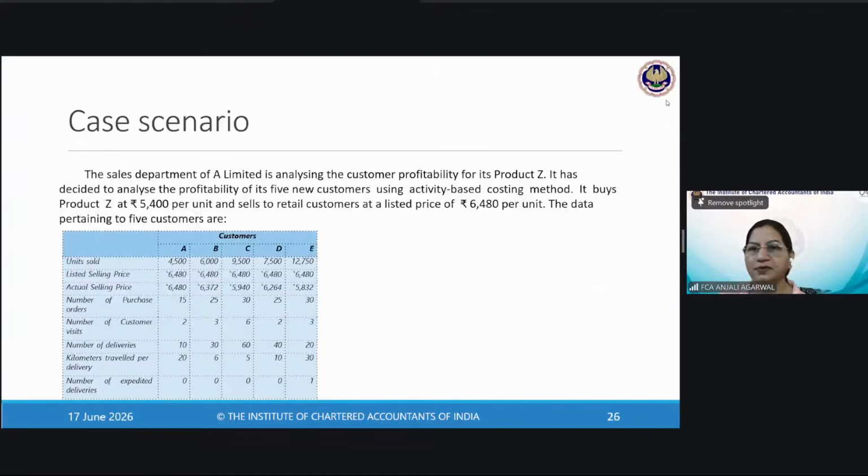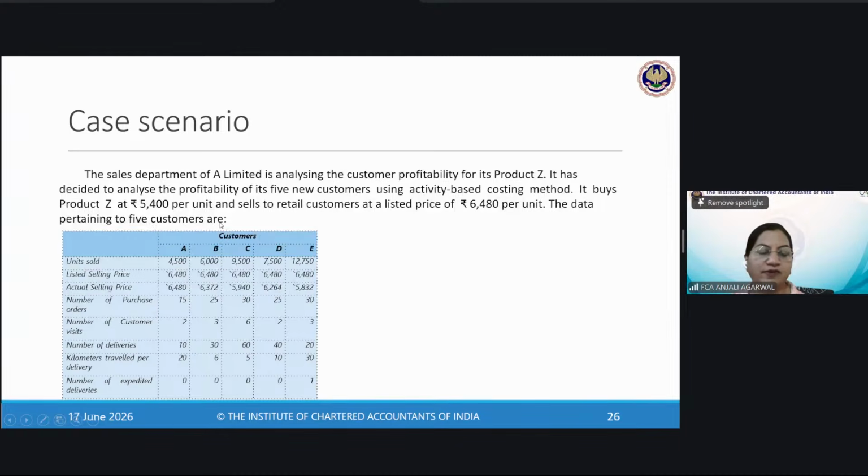Let's do a case scenario here, a simple case study. The sales department of A Limited is analyzing the customer's profitability for its product Z, and it has decided to analyze the profitability of 5 new customers. Now, we are making a product Z, but we are going to do the activity-based costing on 5 customers. So they are our unit this time. All buy product Z at 5,400 per unit, and they sell it to the retail customers at a listed price of 6,480 per unit.